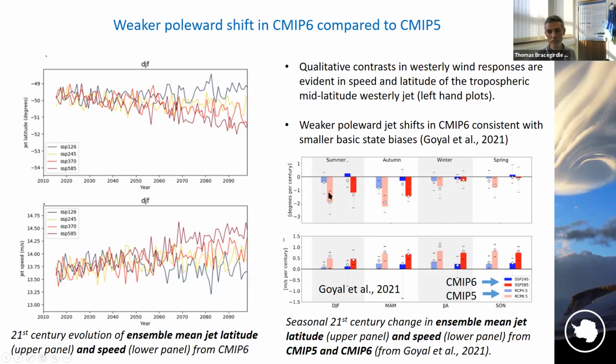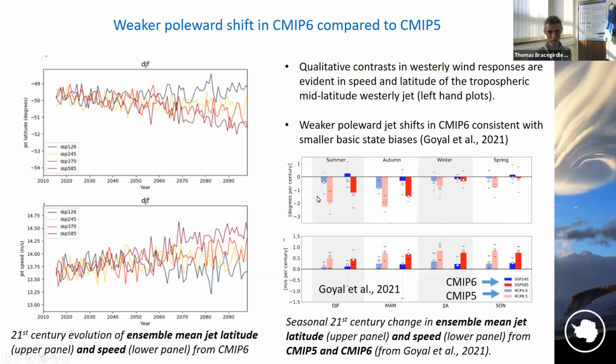And the light colors here are CMIP5, and the darker shading are CMIP6. And then the blue is a sort of a low emissions scenario, and the red is a high emissions scenario. So the ones I was just showing were CMIP6, so the blue one in CMIP6 shows a slight equatorward shift in the low emission scenario in summer, and then high emission still shows a poleward shift. But the key point of their paper is that these changes are smaller than they were for CMIP5.